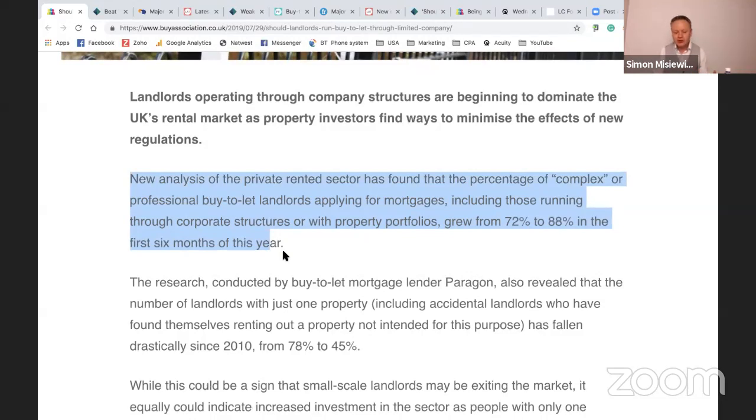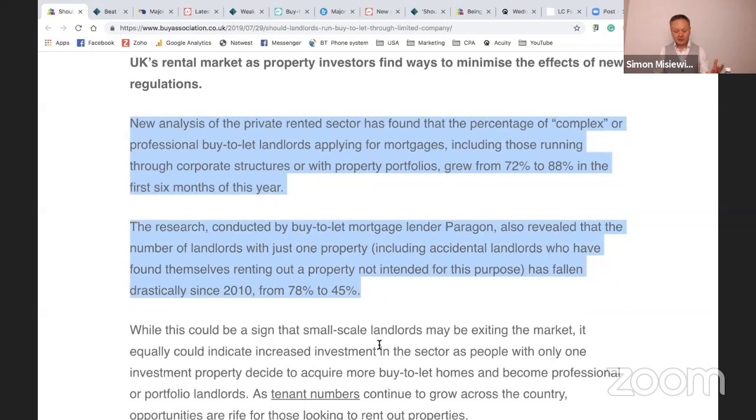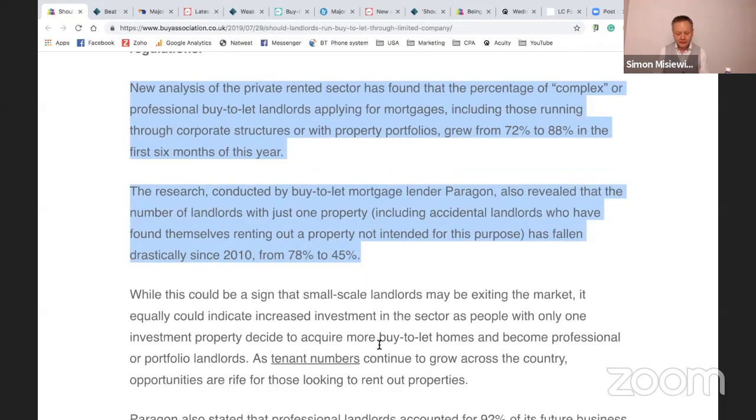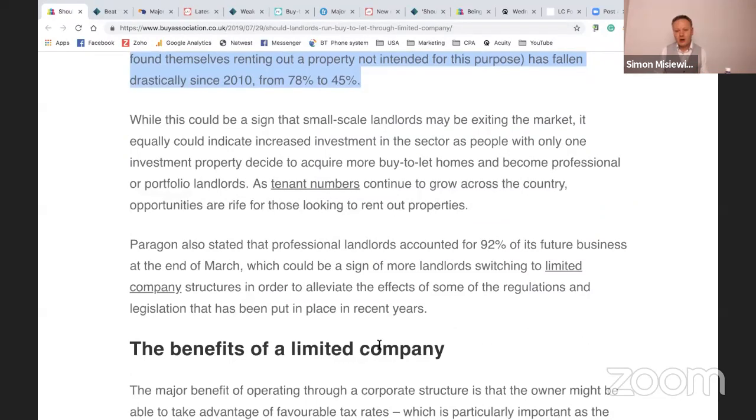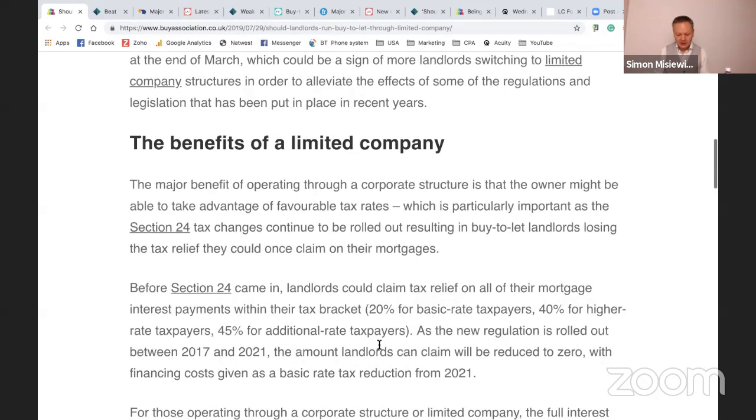As we talk about the new analysis, it is saying that complex professional buy-to-let property investors have been surging in terms of the number of portfolios owned in a limited company structure. Paragon have revealed that the number of landlords with just one property, including accidental landlords, has dropped from 78% to 45%. So a lot of people are buying through a limited company.